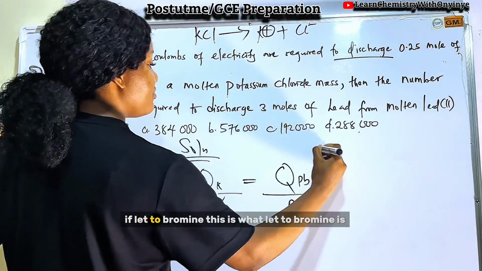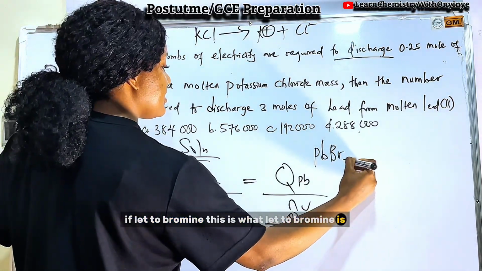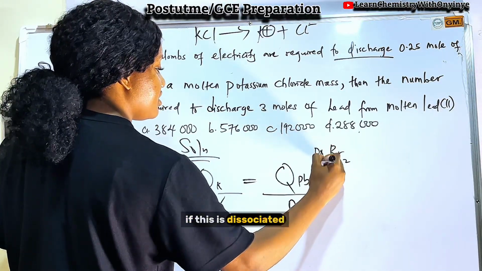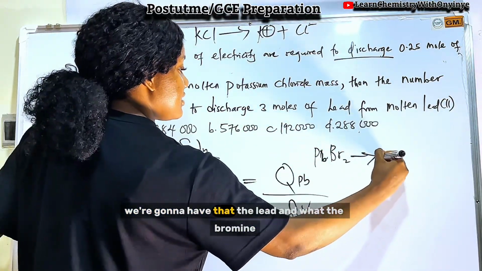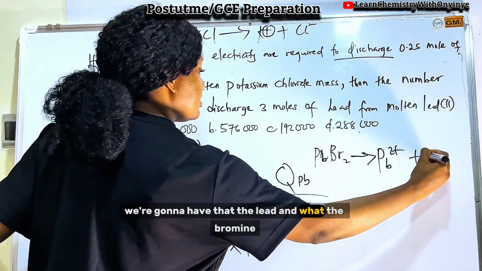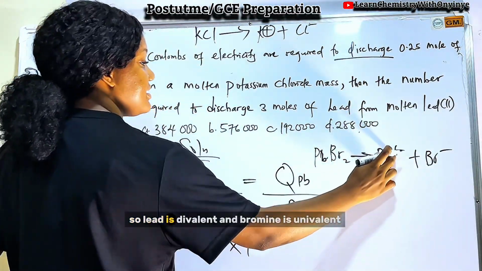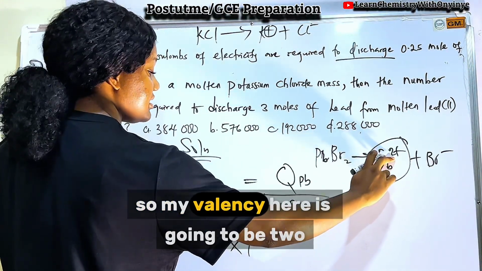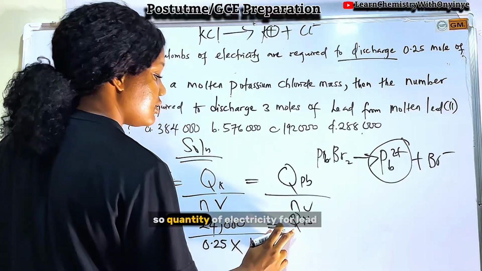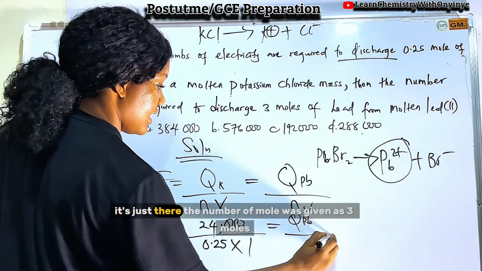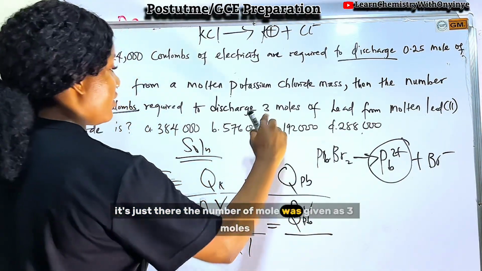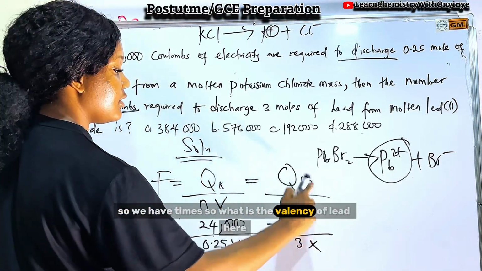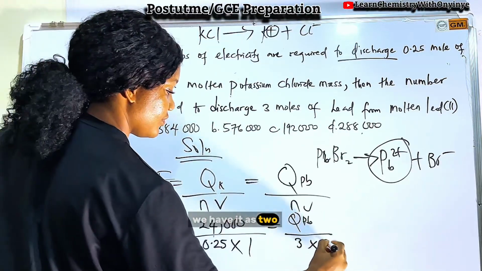Now, if lead bromide, this is what lead bromide is. If this is dissociated, we're going to have the lead and what? The bromine. So lead is divalent and bromine is univalent. So this is what is being discharged. So my valency here is going to be 2. So quantity of electricity for lead is just there. The number of mole was given as 3 moles. So we have times. So what is the valency of lead here? We have it as 2.